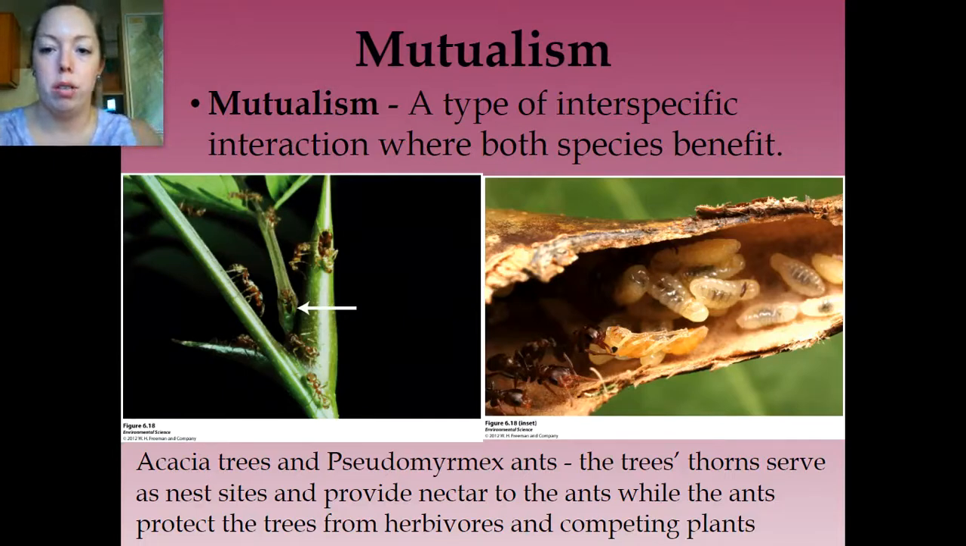One really, really cool example, I have a picture here, of plant and animal mutualism is this interaction between the acacia trees and different species of Pseudomyrmex ants, down in Central America. Basically the acacia trees supply the ants with food and shelter, and the ants protect the tree from herbivores and competitors, from stuff eating it, right?